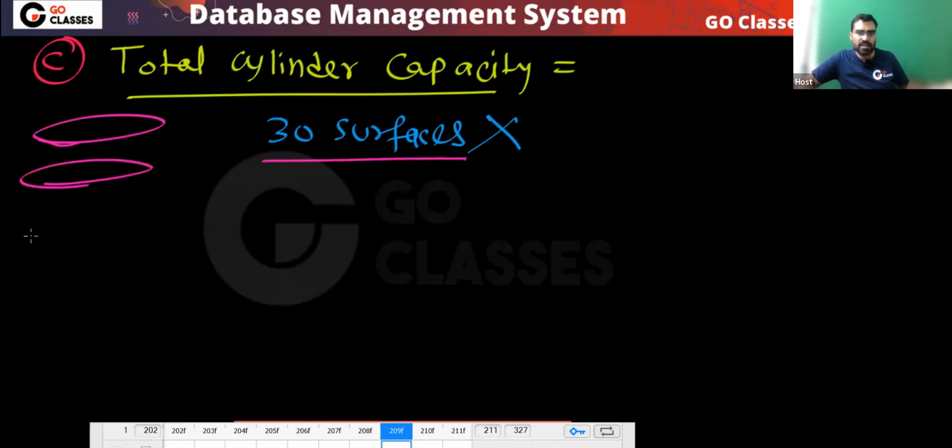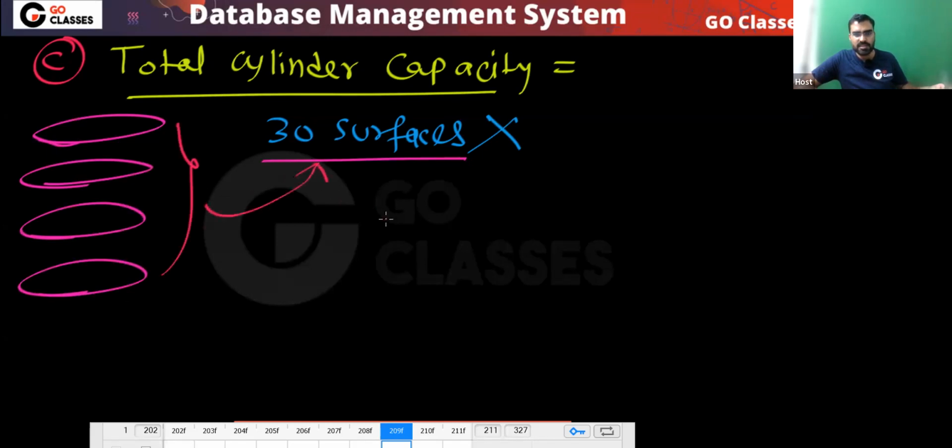So this is your cylinder. So you can notice the number of surfaces. There are 30 surfaces. And what is the track size? Total track size. So that will be 30 multiplied by total track size.